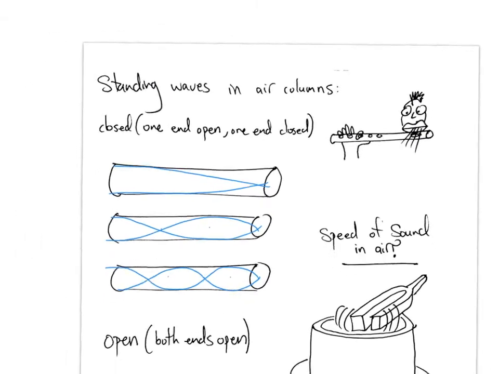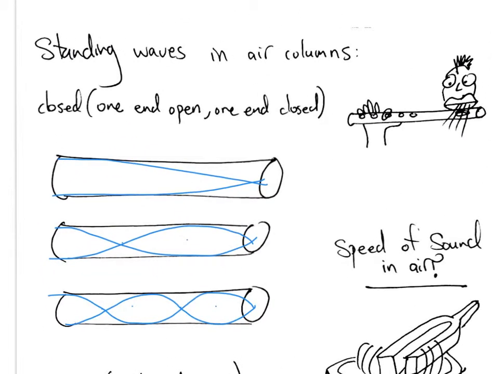So we have two types of air columns. This is called closed because one end is closed and one end is open. And because it's closed, we don't have any movement of air molecules. Notice how there's a node at the closed end. I would label this end as closed and this end as open. Notice how there's an antinode, or maximum movement of air molecules, at the open end. So again, these ends are closed, these ends are open.